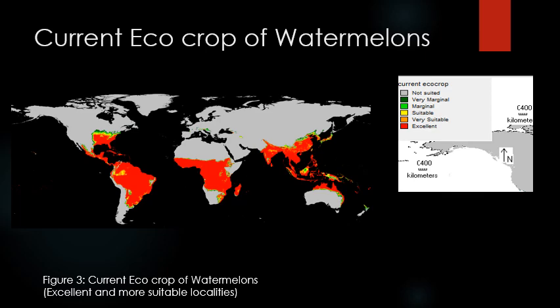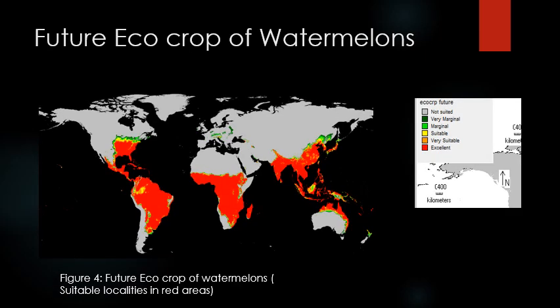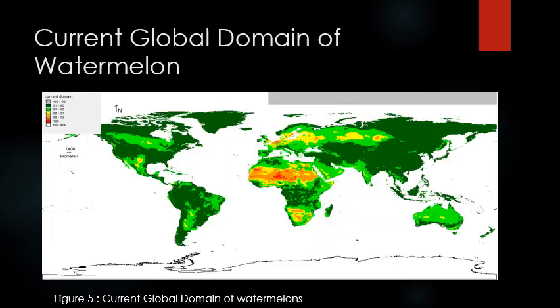Red is in most of the tropical regions and the majority color is red, meaning it is excellent and suitable in the area. The future eco-crop of watermelons also mostly has red, which means that the red is in most of the tropical regions, meaning it is also excellent and suitable in the area.